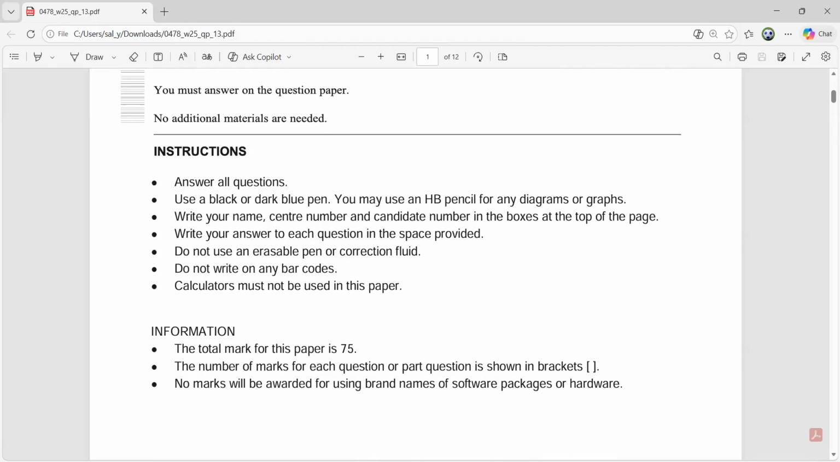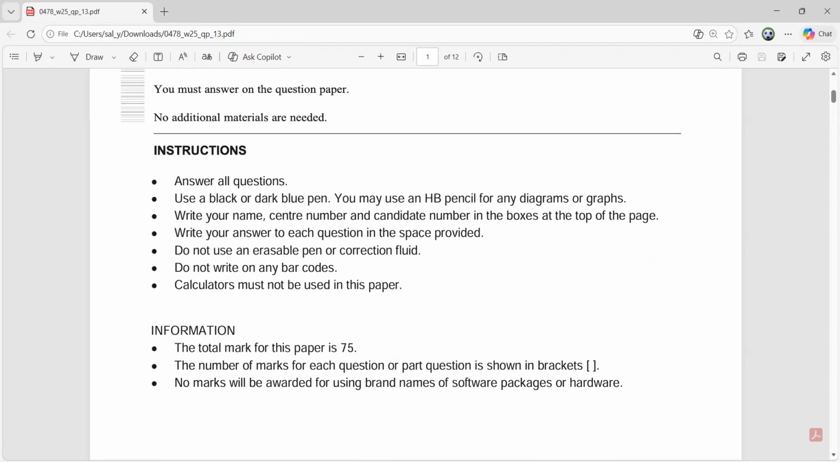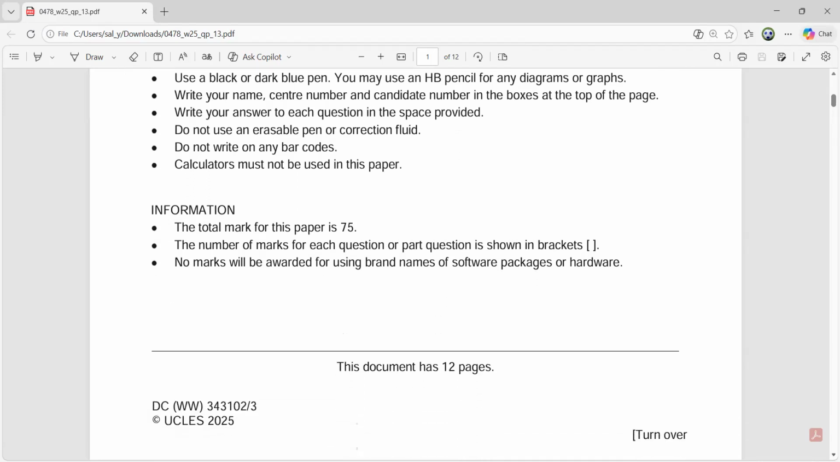Write your name, center number, and candidate number in the given boxes at the top of the page. Write your answer in the given spaces. Do not use an erasable pen or correction fluid at all. Do not write on any barcodes. Calculators must not be used in the paper. The total marks for the paper is 75, and the number of marks for each question or part question are given in brackets. No marks are awarded for using brand names, so please refrain from using brand names.